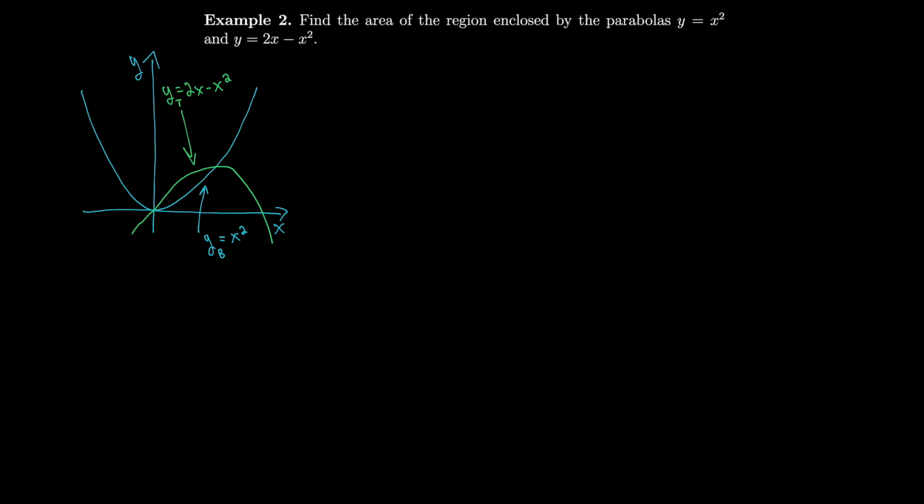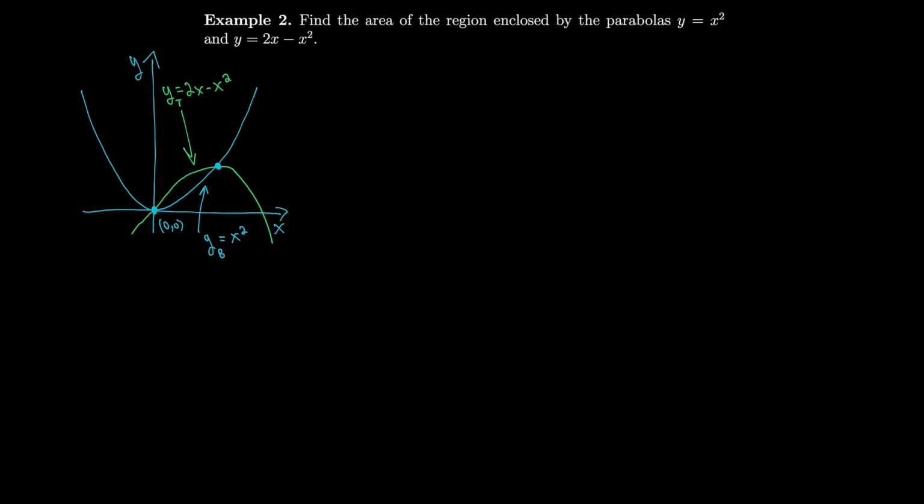However, we have one other issue for this problem. They didn't give us the a or b values. So we need to figure out what this point is and this point is to know how far we have to integrate. So this looks like it's 0, 0.